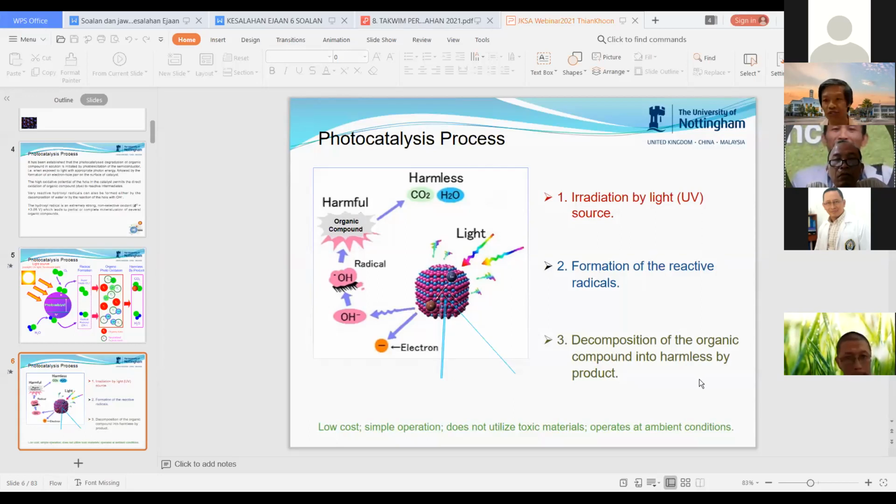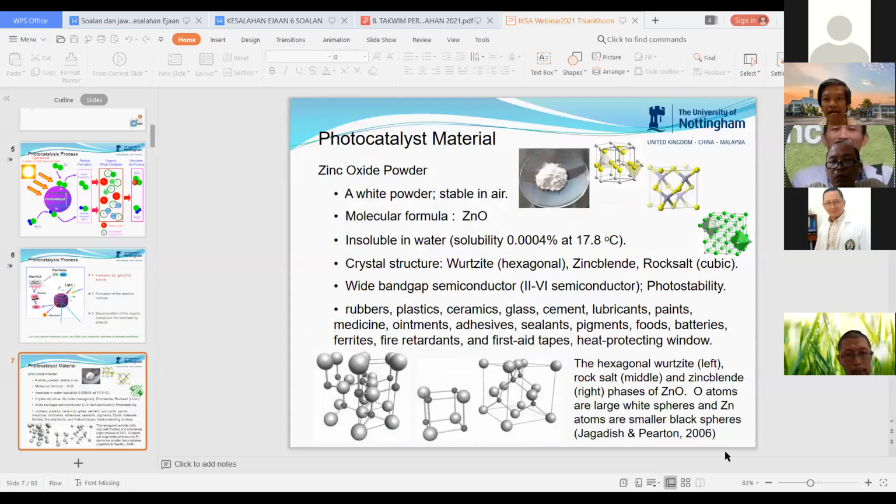Next, I would like to share the materials that I'm using. The material I'm using is zinc oxide. Why do we use zinc oxide? When we look at previous studies, titanium dioxide and zinc oxide are hugely used as photocatalysts. Of course, titanium dioxide is the most common one, but now zinc oxide is also commonly used due to its stable conditions. As we can see, it's stable, and there are various applications in this industry.